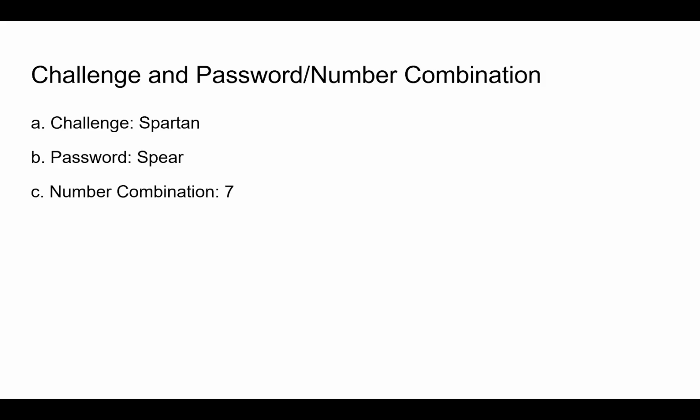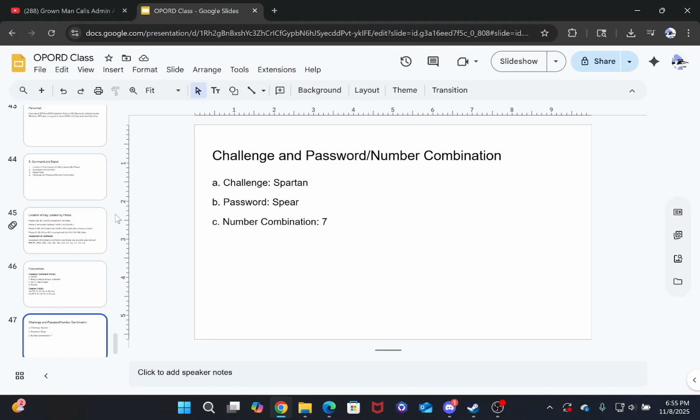And then if you want to do a number combination as well, you can. That's like, hey, if the number is 7, if I say 4, you have to say 3. You have to add to whatever number that I gave so we can equal the actual official number combination. That's probably not at our level, so we should probably just focus on the challenge and password. And the company commander will dictate that. And that is it. That is the OPORD.